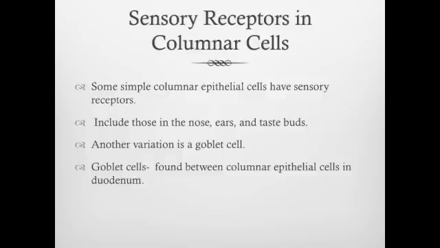Another variation is the goblet cell, which is found between the columnar epithelial cells and the duodenum.